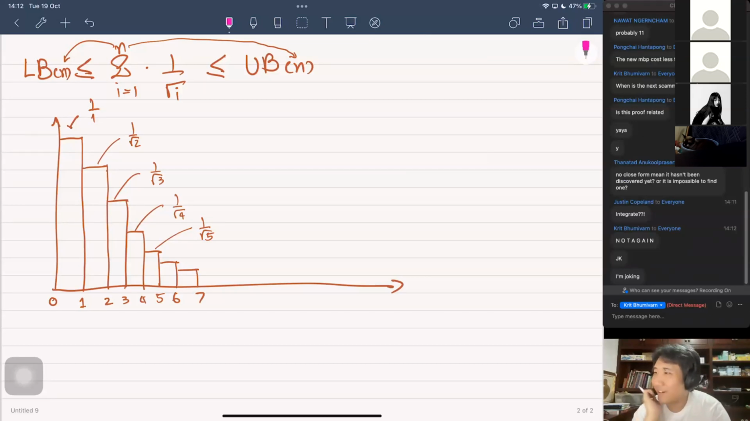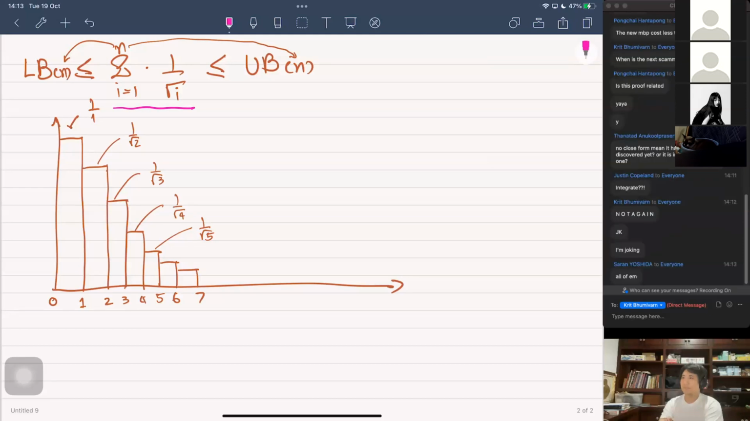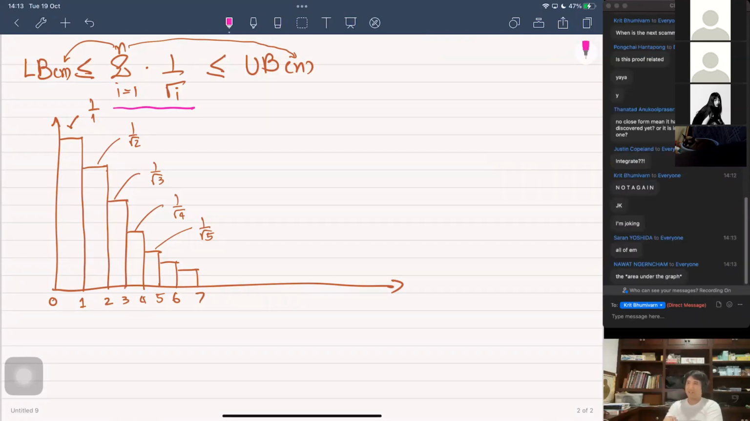So let's do this. Justin said integrate. Why? So first, when you say integrate, did you see the sum? This sum, where is it on the graph? What I'm drawing is like a bar chart, right? Where is that sum in the graph? Can anyone see it? Where physically is it in the graph that I drew? Very good. It's the area.